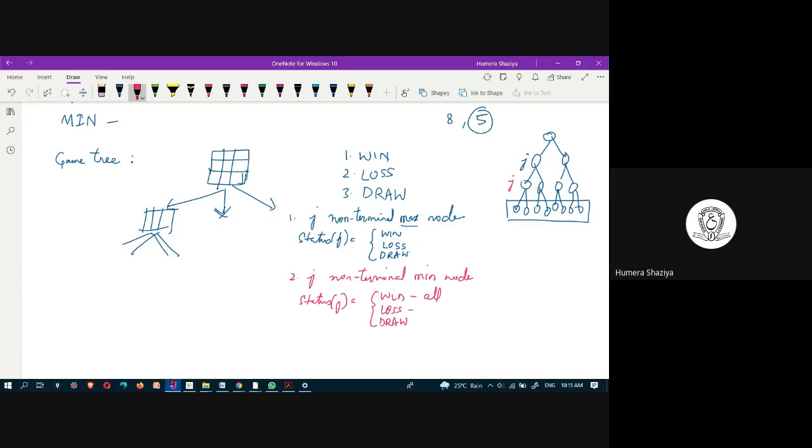And if any one successor of J's node is a loss, then it is a loss for the J node. Draw, if any successor is a draw and there is no loss, none loss.